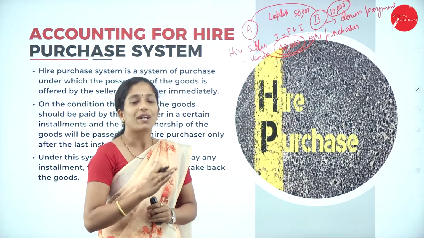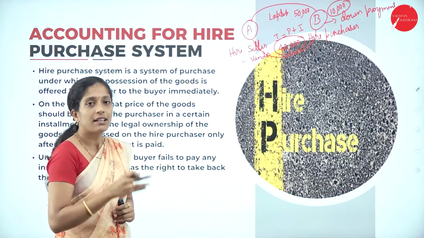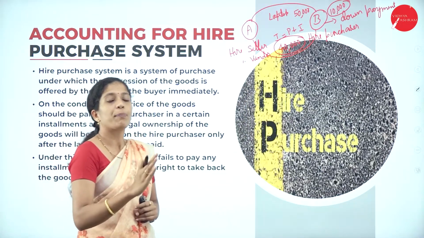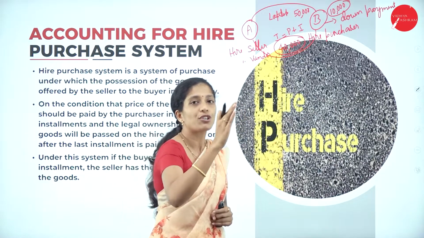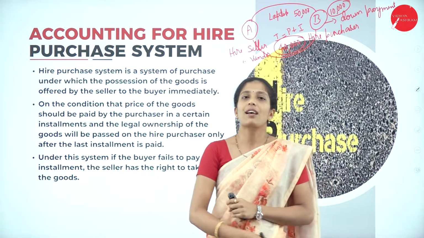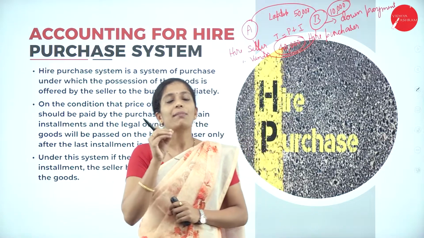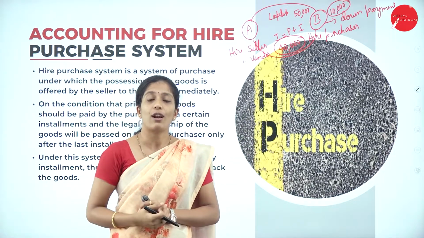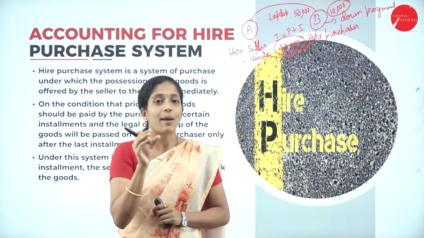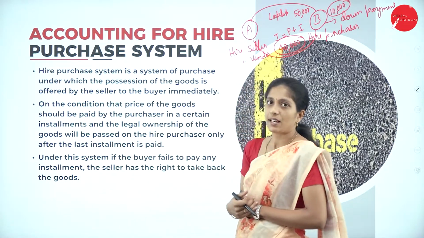So here the ownership transfers. Till the last installment is made by the hire purchaser, the ownership lies in the hands of the hire seller. Only after payment of the last installment, the ownership will be transferred from hire seller to hire purchaser. So this is about the hire purchase system, where the payment is not made immediately, but in the form of installments along with interest. But on the date of transfer of that asset, the amount which is paid is known as what? Down payment.